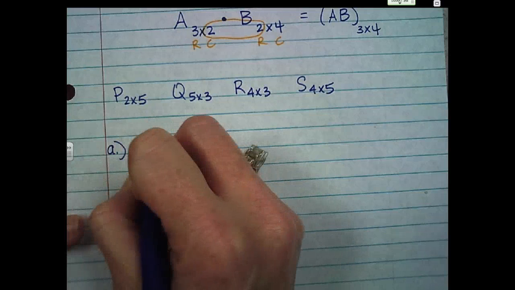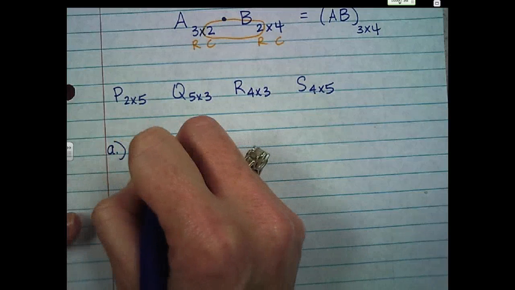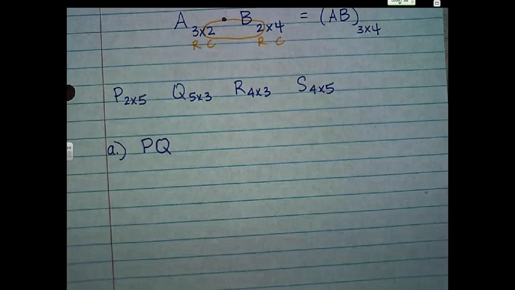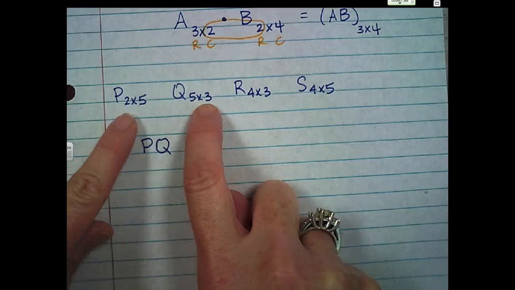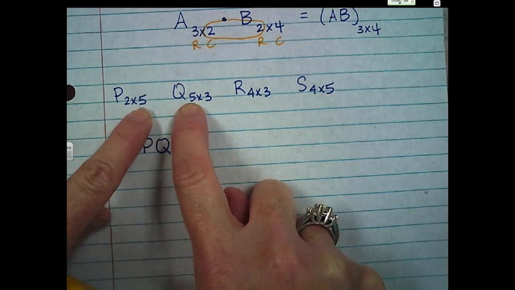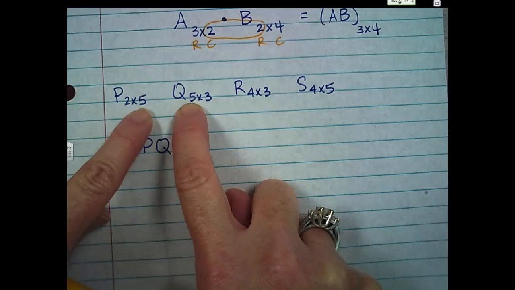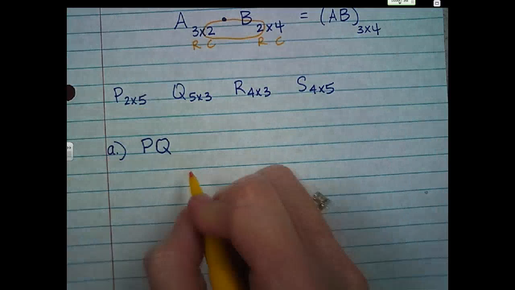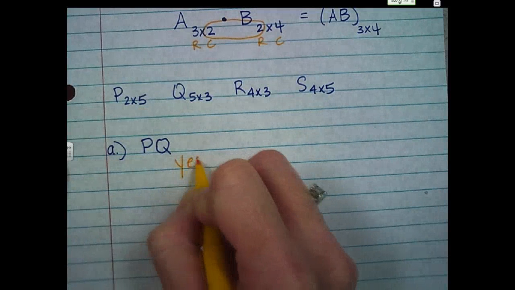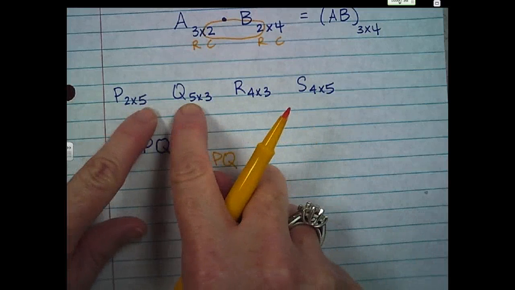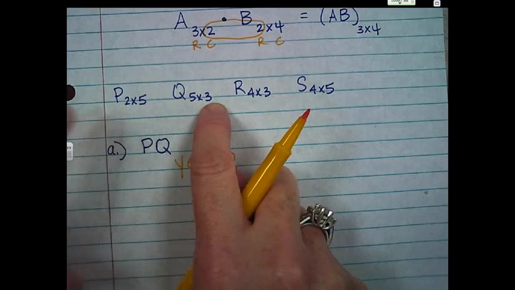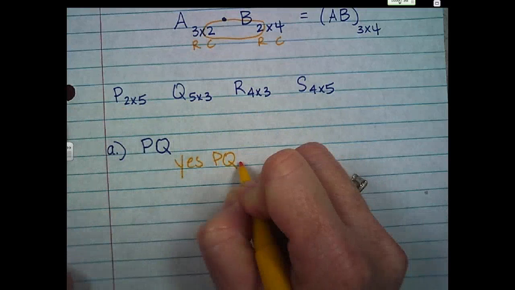I'm going to ask you, can they multiply P and Q together? Yes. Okay, y'all are saying yes. Let's take a look. Here's PQ in order. The 5 matches the 5, so yes. Okay, so the answer to this would be yes, and it would create PQ, and what would the dimensions of the new matrix be? 2 by 3, good. It would be a 2 by 3 matrix.